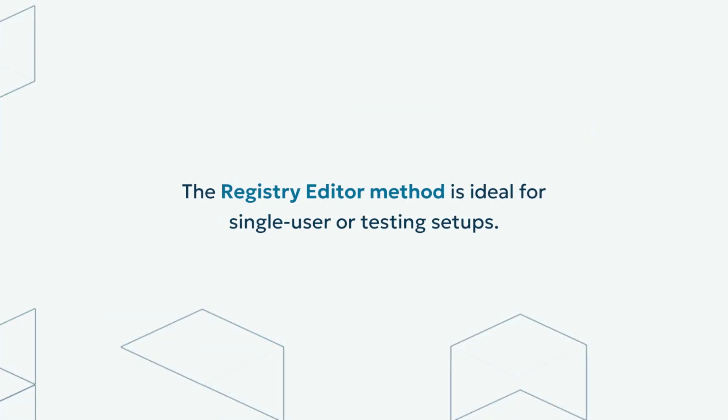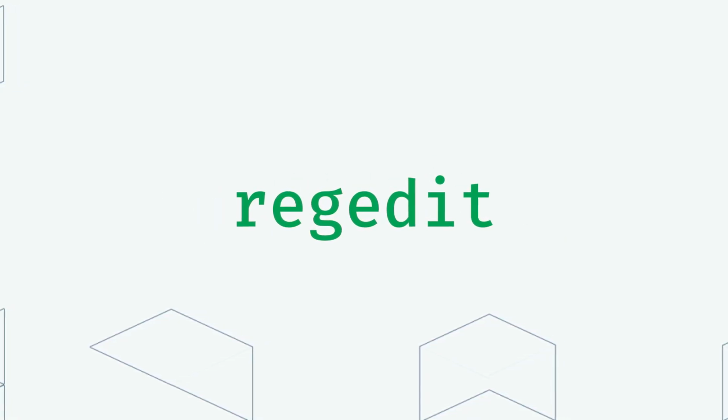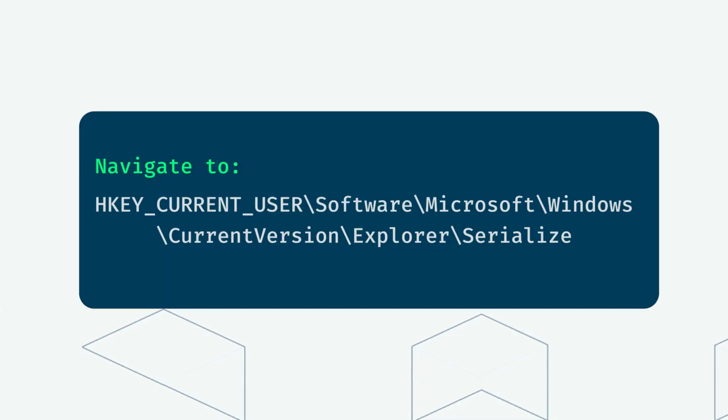How to disable startup delay using Registry Editor. The Registry Editor method is ideal for single-user or testing setups. First, press Win+R, type regedit, and hit Enter. Navigate to.